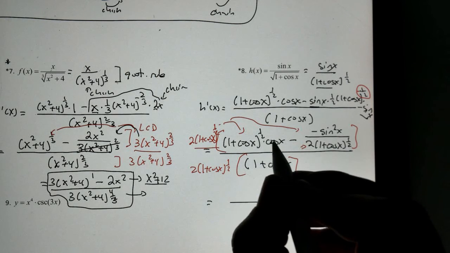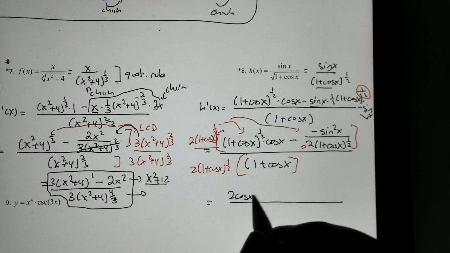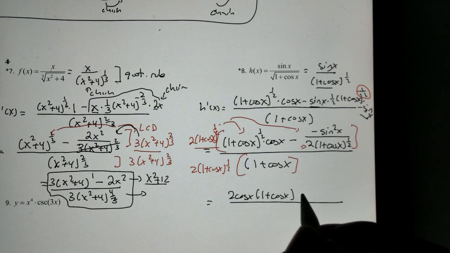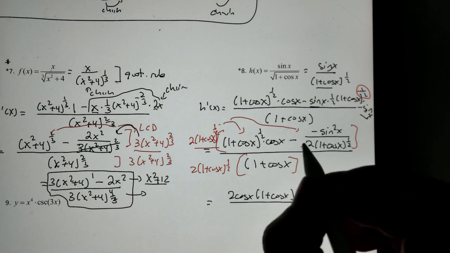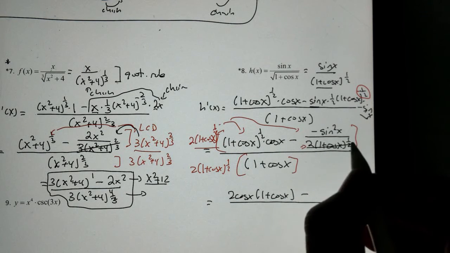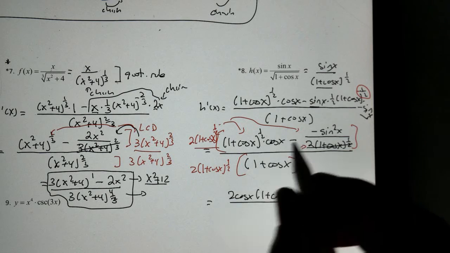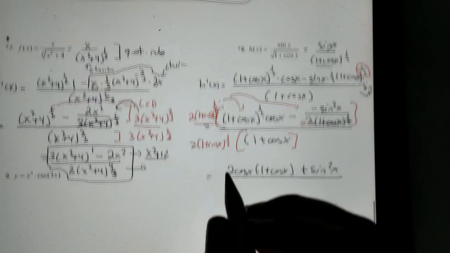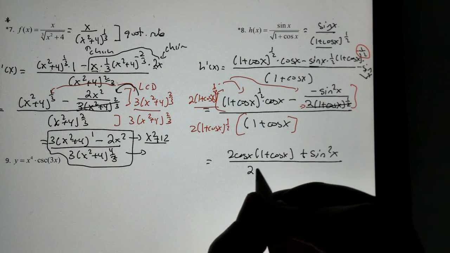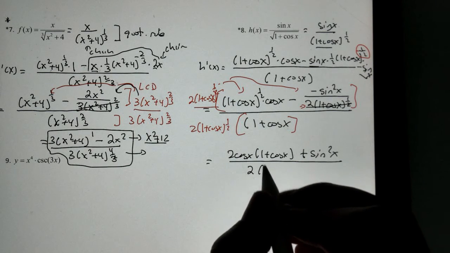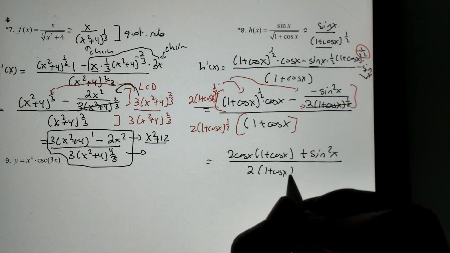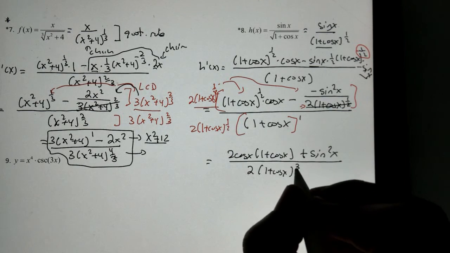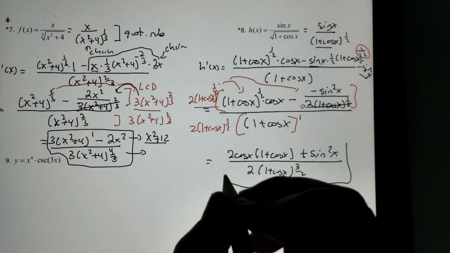Over here, we're going to get 2 cosine of x. I have a 1/2 and a 1/2 times 1 plus cosine of x. Minus, over here when we distribute, this just all cancels out. And that becomes a minus and a negative becomes a plus sine squared of x. On the bottom, we're going to get this 2, and we got this 1 plus cosine of x. Well, this is a power of 1. That's a power of 1/2, so that becomes a 3/2 power. And there's your answer. Leave it alone.